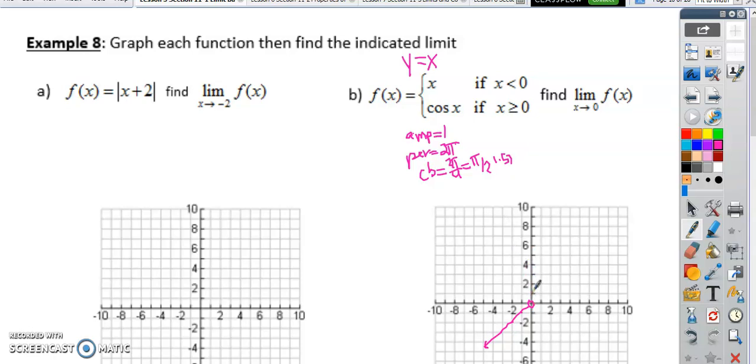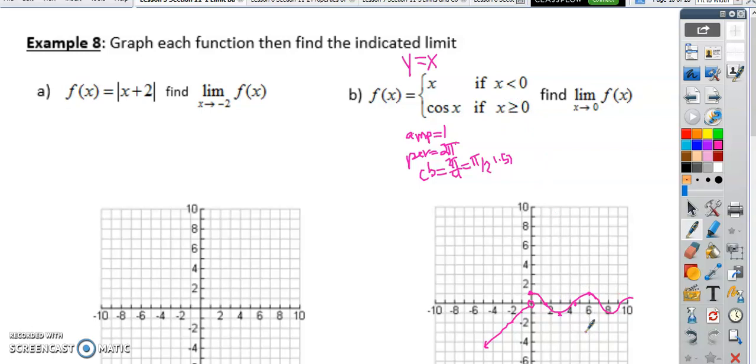All right, so cosine of 0 is 1. I go 1.5-ish, and I'm at 0. Another 1.5-ish, and I'm down at -1. 1.5, and I'm back at 0. 1.5, and I'm back up at +1. And it says that this is true for x's that are greater than or equal to 0. We know that cosine can keep going. I could keep drawing that forever, but it's only true for x greater than or equal to 0. So I don't continue it to the left.